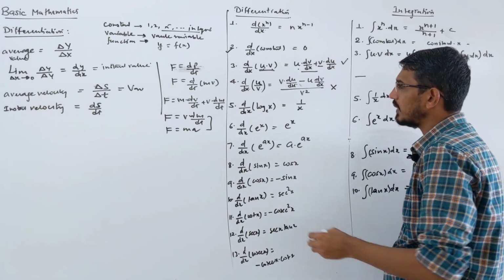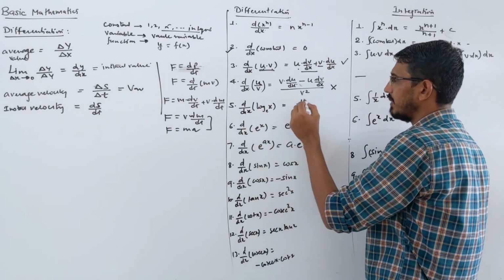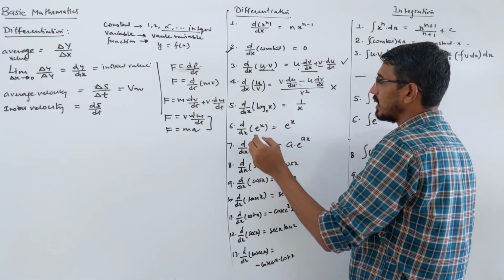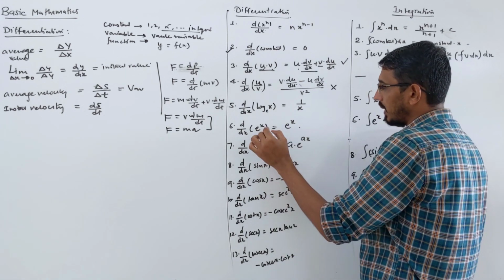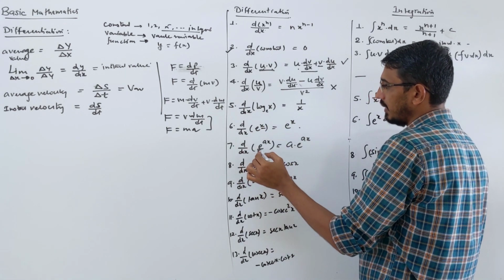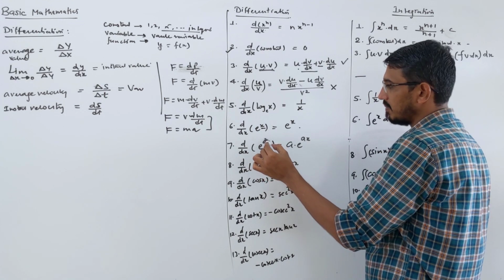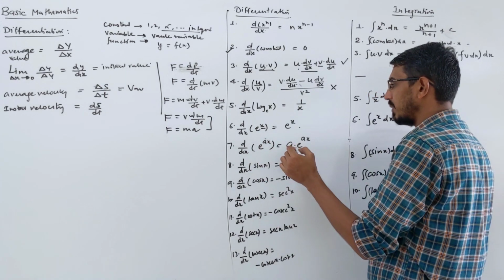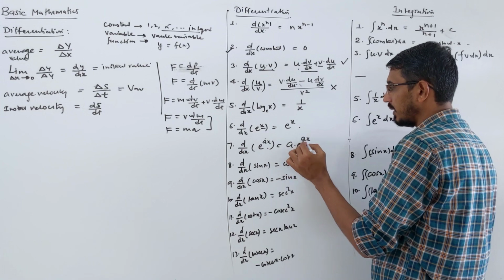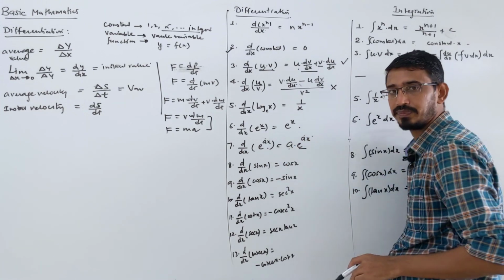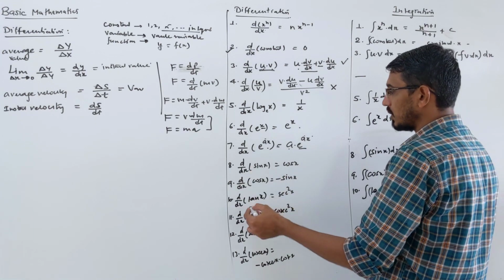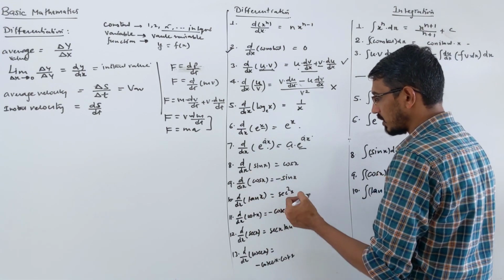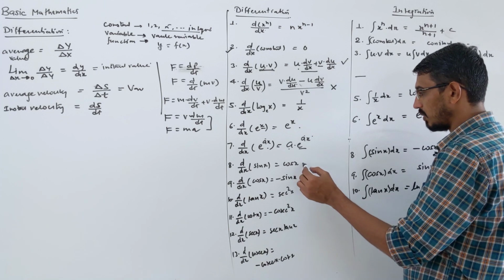Then the logarithmic function: log of x becomes simply 1 by x. Exponential function e power x, the answer becomes the same only, e power x. With e power x, we may have some number, like this example, e power a x, where a is some number or some constant. Then it is the same only, and a x differentiation becomes a. Yes, sine becomes cos, cos becomes minus sine, tan becomes sec square. For us this much only we need.